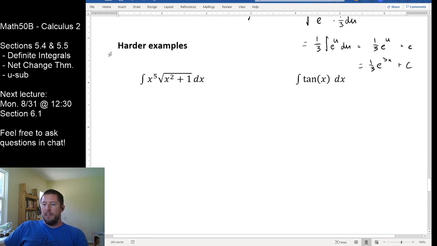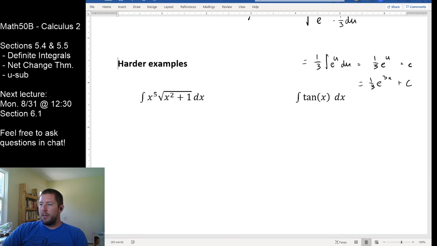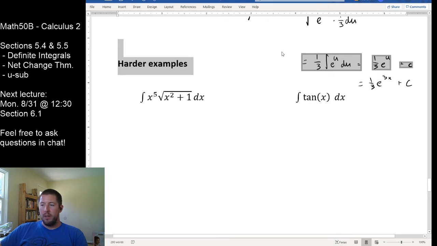So let's take a look at some tough examples here. U sub is not hard to do, but it's hard to figure out when to do. I think the hardest part about u sub is being like, oh, now is an appropriate time for me to go ahead and do that technique right here.